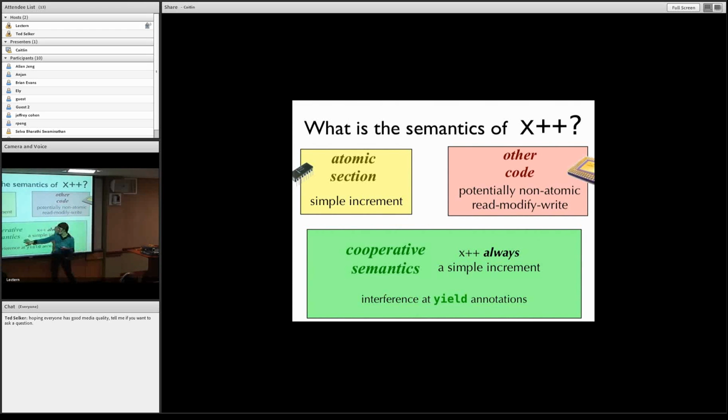So now there's cooperative semantics. X++ is always going to be a simple increment, because otherwise it would have to be some kind of t = x; yield; x = t + 1. So whenever you see X++, you know that you don't have to worry about thread interference, because the interference is only at yield annotations. So how is this different?